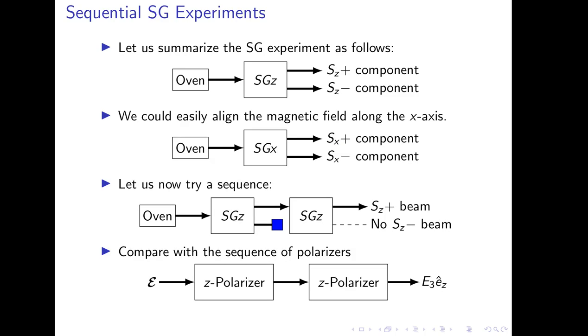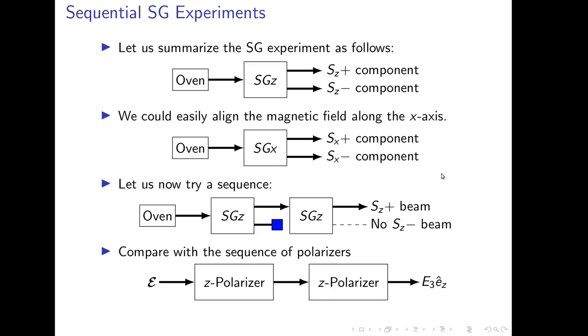So let us first summarize the basic SG experiment. You have an oven, and you send some atoms. They go through this magnetic field, and you get two components. We'll just call these the Sz plus component and the Sz minus component. That was the two splits that we got. But there's nothing special about the Z-axis. We can just do a 90-degree rotation of the magnet, and it will now be oriented in the X direction. And again, there is nothing special about Z versus X, so we should expect to see the same thing: Sx plus component, Sx minus component. So these two are the same thing.